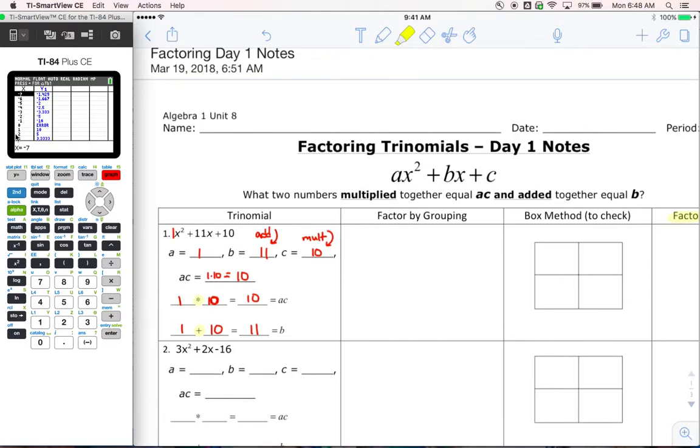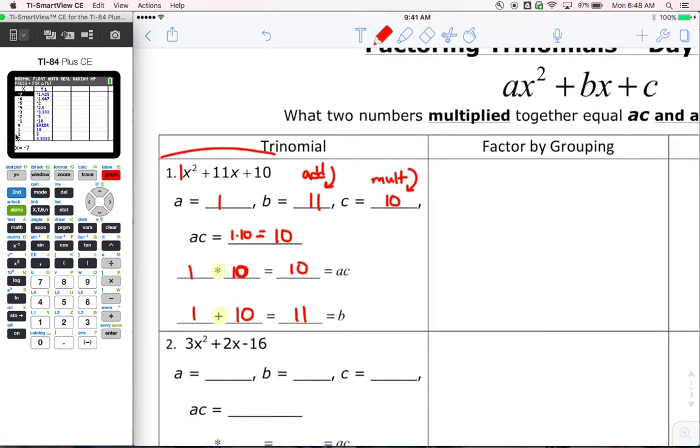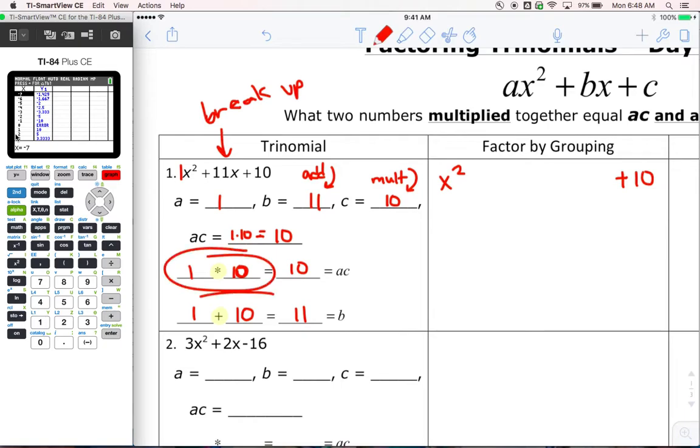Now, the reason that we do this is because once we get these two magic numbers that we just figured out, we have to use them to factor by grouping. So pay close attention. This is what we started with. So I'm going to take x squared. I'm going to take the 10, positive 10, but I'm not going to write 11x. We're going to break up the 11x, and we're going to use the two magic numbers from over here. So we're going to say plus a 1x and plus a 10x. So these numbers that we used over here on the left, we're using in our grouping.